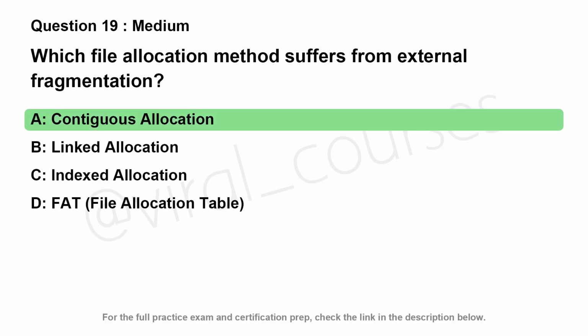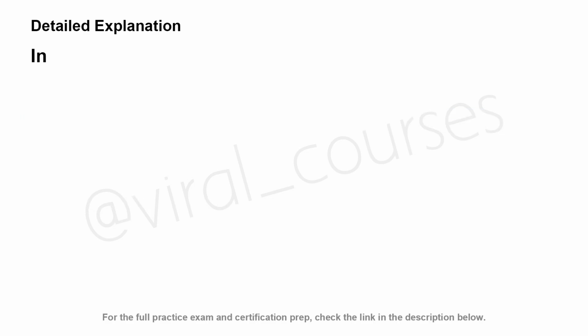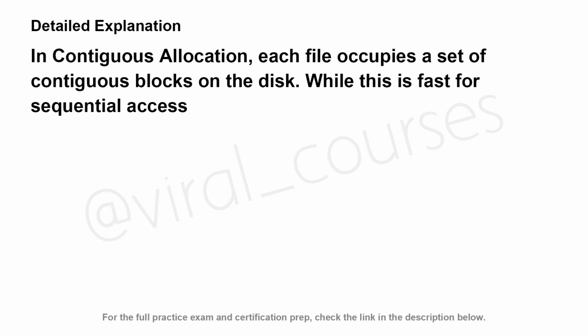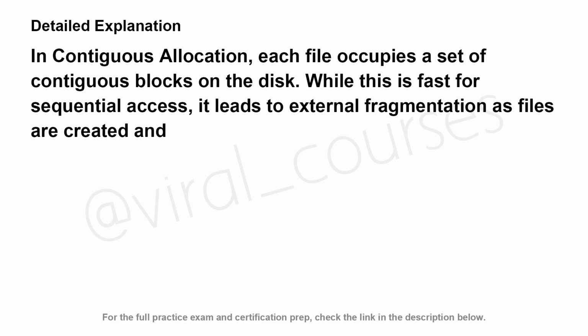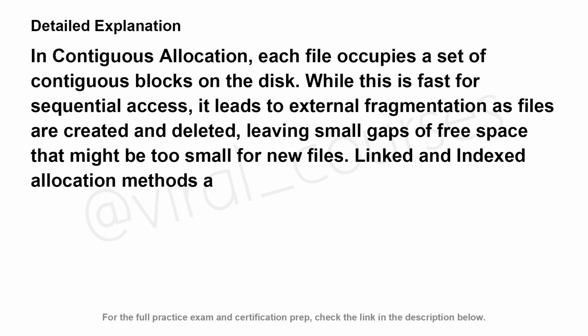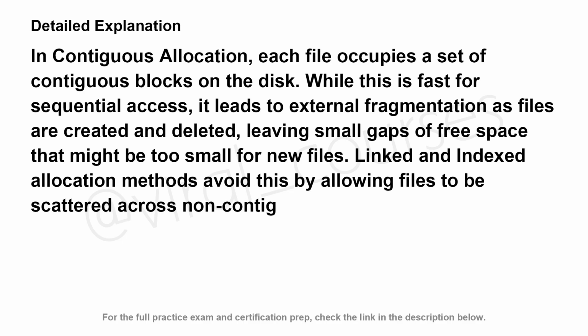The correct answer is A. In contiguous allocation, each file occupies a set of contiguous blocks on the disk. While this is fast for sequential access, it leads to external fragmentation as files are created and deleted, leaving small gaps of free space that might be too small for new files. Linked and indexed allocation methods avoid this by allowing files to be scattered across non-contiguous blocks on the disk.